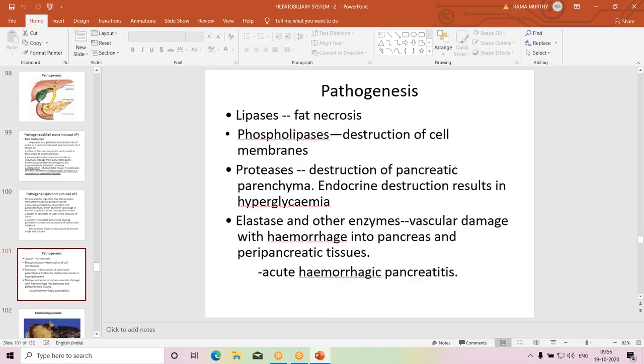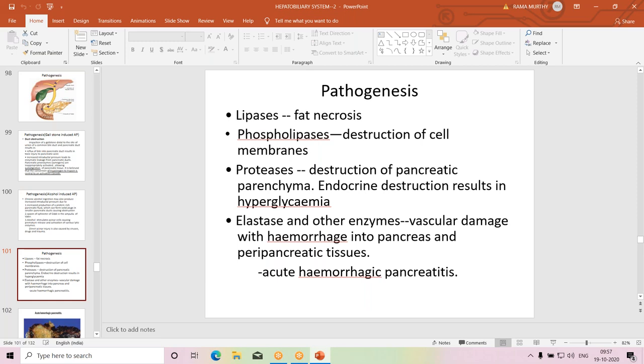So, once the enzymes are activated within the pancreas, not in the duodenum, they cause damage. In the duodenum, they will cause digestion of food. When the enzymes are activated and released into the pancreatic tissue, they will cause widespread destruction. The pancreas contains, apart from the acini and ducts, interstitial tissue, adipose tissue, blood vessels, and other things. All these are destroyed by various enzymes.